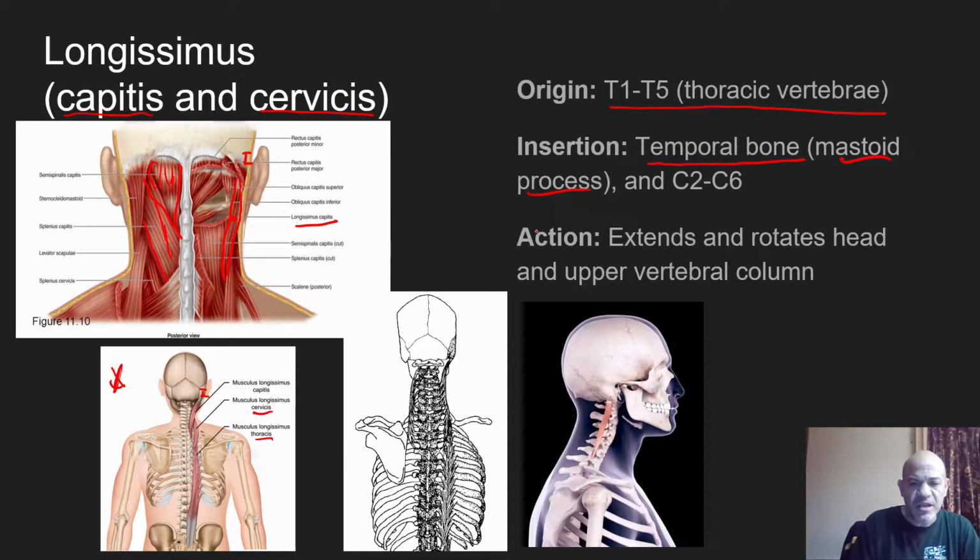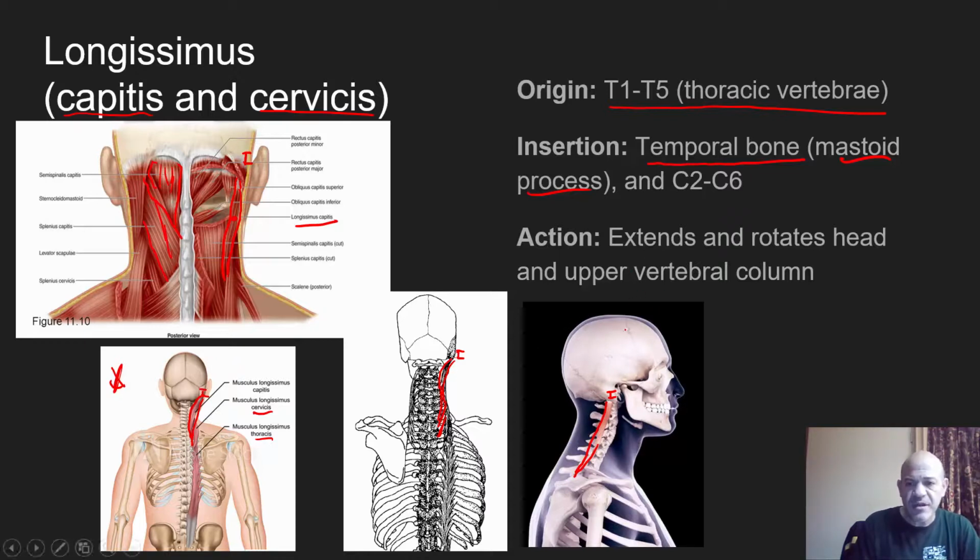So when we look at it in isolation, and I have several images showing this, you see it in isolation here. I'm tracing out the longissimus capitis, and then over here you can see it in isolation. Here's the insertion on the temporal bone, and there's this muscle coming out towards the vertebrae. And then here it is again in a lateral view. There is your insertion right there, and then the muscle running down to attach to the vertebrae, the thoracic region.